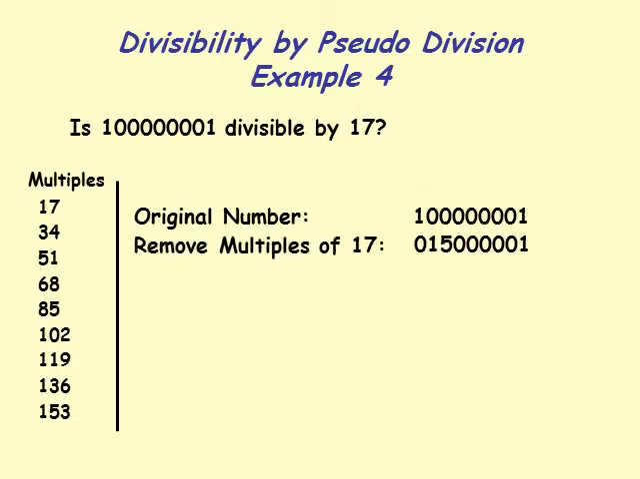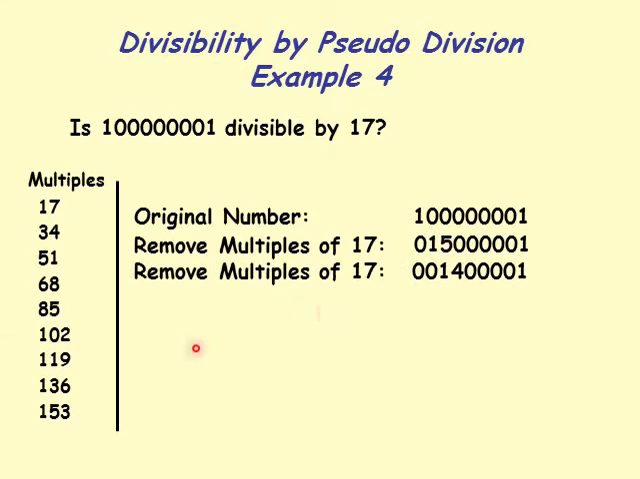Let's continue here. So first we remove the multiples of 17. We take the first 100 here and remove 85 from it. 17 times 5 is 85. So 100 minus 85 is 015, and the rest of them we continue 001. Means 1 at the end and some zeros here. Let's continue. Now we got 150 here. From 150, I'm going to subtract 136. 17 times 8. We leave 14 here.